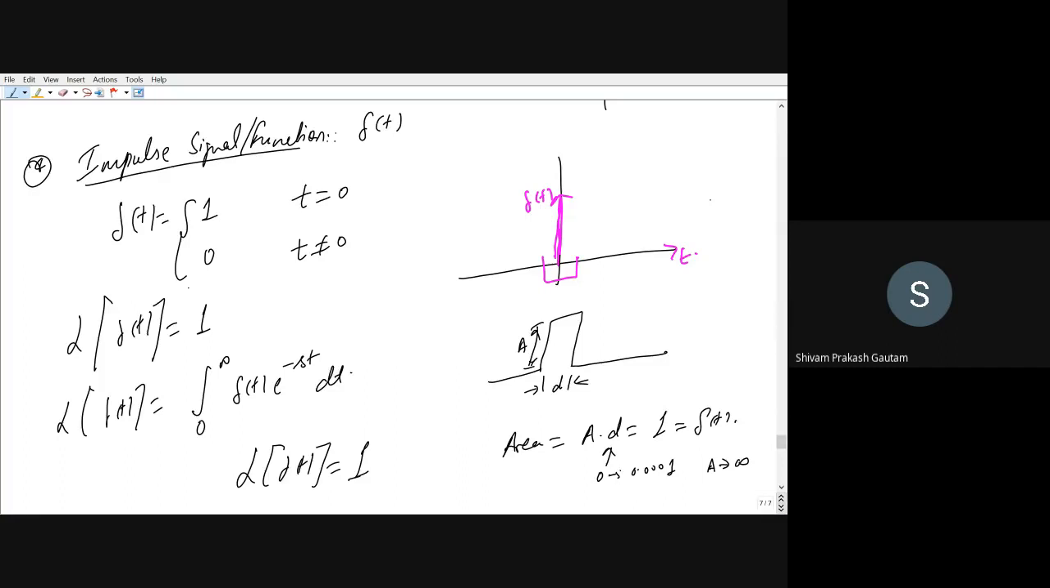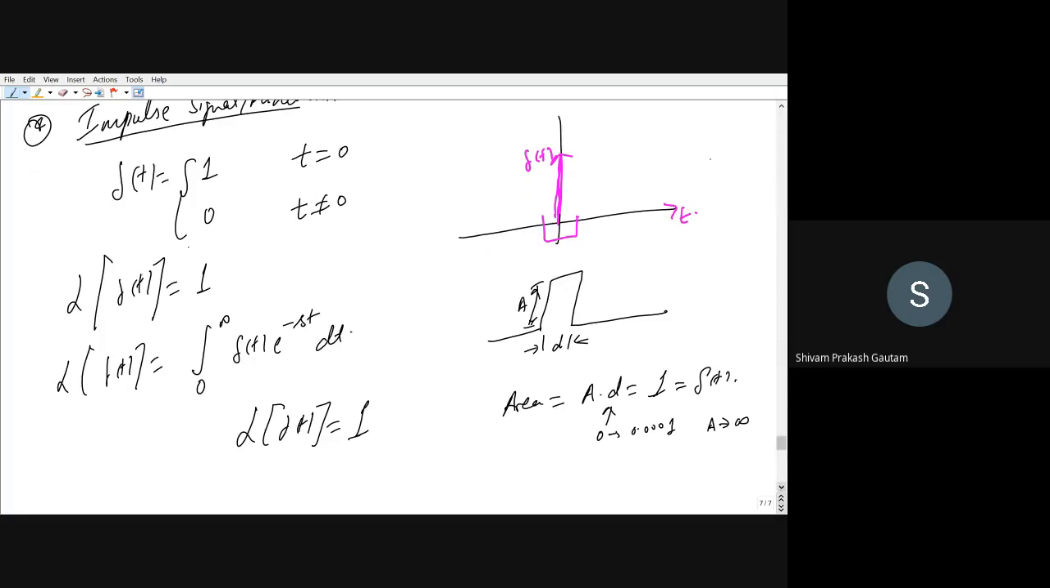Because d, that is the width of this pulse, is very small, and the area is equal to 1, so A has to be infinite. So del t is equal to 1, and the Laplace transform of del t is 1. We will see why this Laplace transform of del t is 1. Just wait a second.